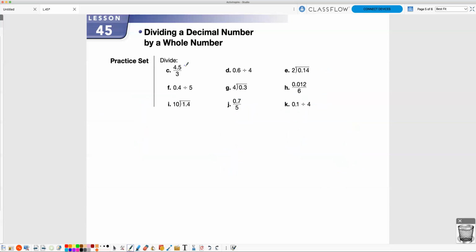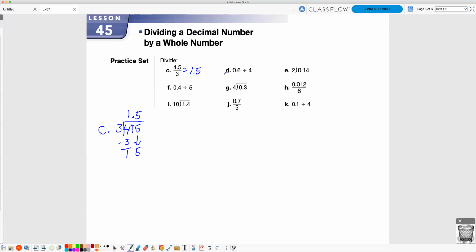All right, let's look at letter C, 4 5/10 divided by 3. Go. So for letter C, 4 5/10 divided by 3 looks like this. 3 will go into 4 one time. 3 times 1 is 3. Subtract that. This would be 15 now. And the decimal comes straight up in the answer, straight from the dividend. 15 divided by 3 is 5. So for letter C, you should have got 1 5/10.